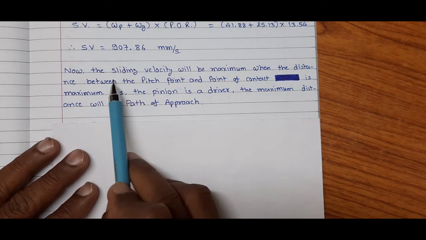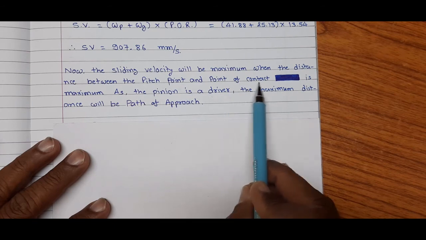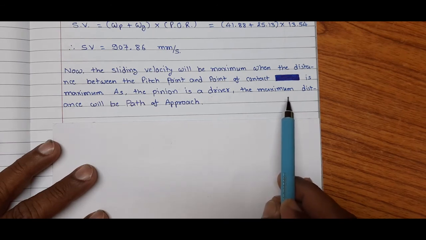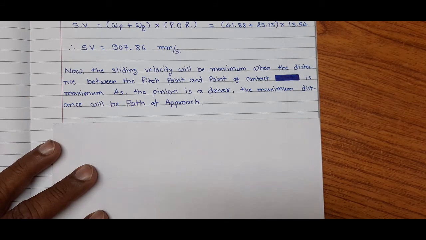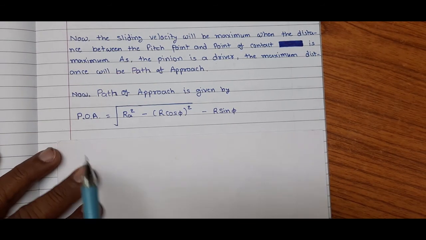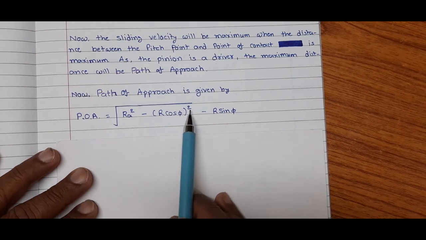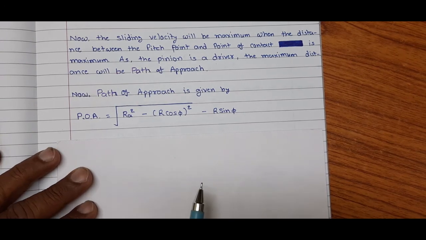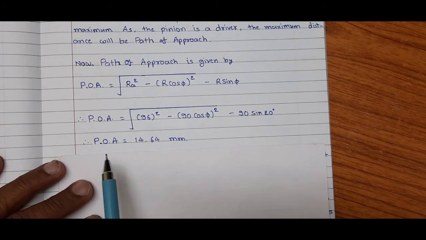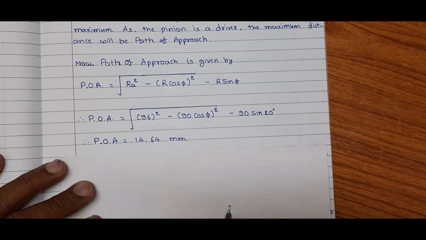Now, the sliding velocity will be maximum when the distance between the pitch point and point of contact is maximum. As the pinion is a driver, the maximum distance will be the path of approach. And path of approach is given by POA is equal to under root of capital RA square minus R cos phi whole square, minus R sin phi. Hence substituting the values of parameters, and on calculation we found path of approach is equal to 14.64 millimeter.